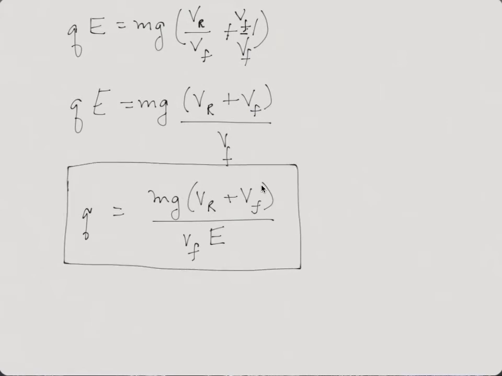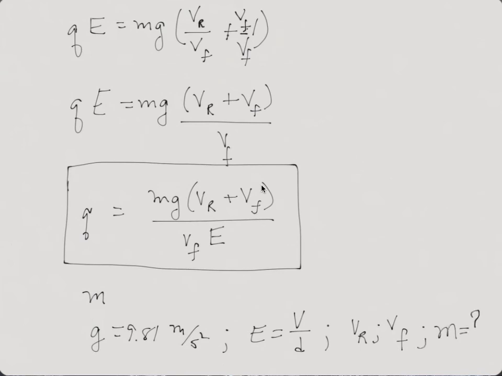In the next video, we are going to get into how we calculate the mass. And you know what G is. G is just 9.81 meters per second squared. We know what E is. We know how to calculate that. It's just going to be the voltage over the distance of the separation of plates. And we will find the rise velocity as well as the fall velocity utilizing video physics. But in the next video, we are going to discuss how we're going to calculate M. Okay?